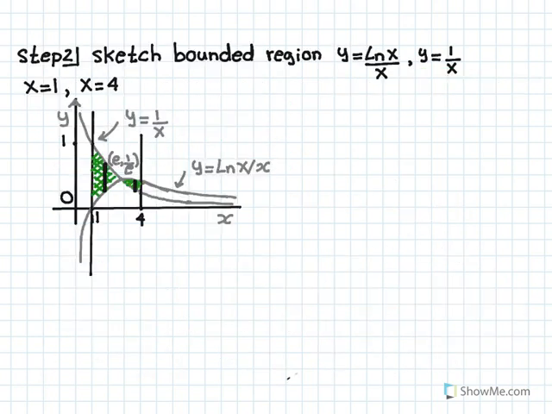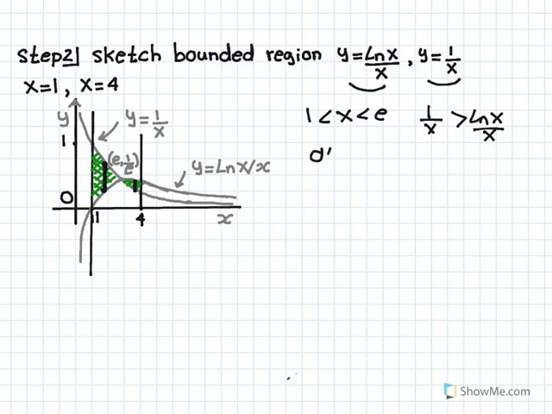All right, the next step is to sketch the bounded region, y equals log x over x and y equals 1 over x. And we've done that here. Notice that when x is between 1 and e, 1 over x is larger than log x divided by x. So the top of the rectangle is going to be 1 over x, and the bottom is log x over x. The difference of the two forms the height.